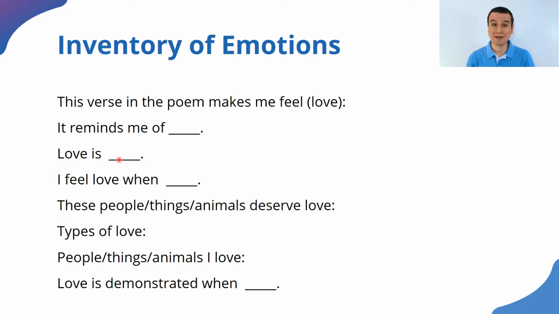Love is, you provide a definition for love. I feel love when these people or these things or animals deserve love. And then types of love, different types of love. And then if that is the case, people, things, and animals that I love. And finally, love is demonstrated when, all right, there are some things that you might not be able to define here, and that is okay.